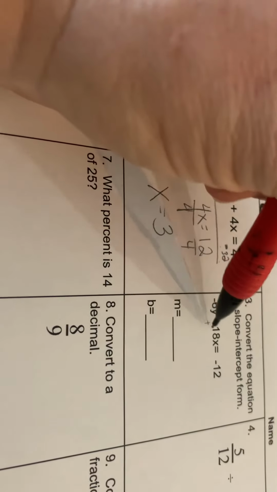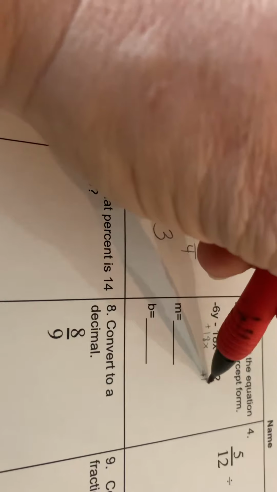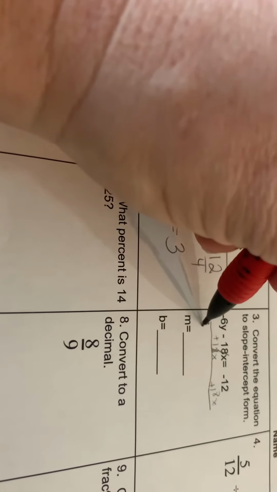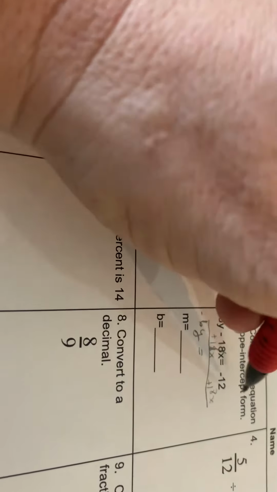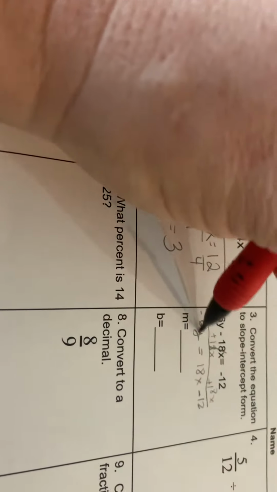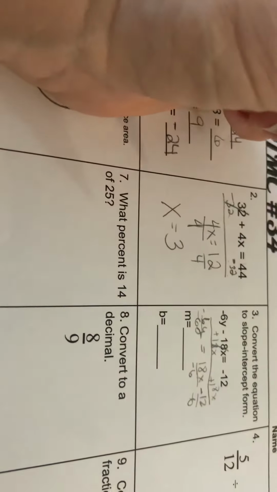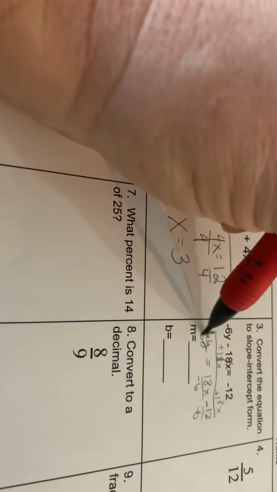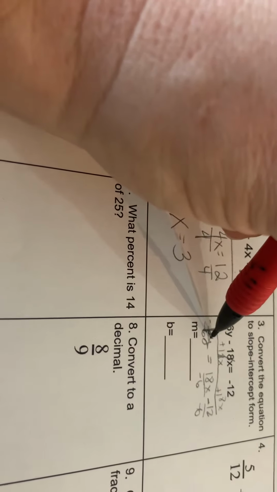For the next one, again, you want to isolate the y. So you're going to add 18x to both sides to get it into slope-intercept form. You now have negative 6y equals 18x minus 12. Divide each term by a negative 6. When you divide each term by a negative 6, you're going to isolate the y. Negative 6 into 18 is negative 3.